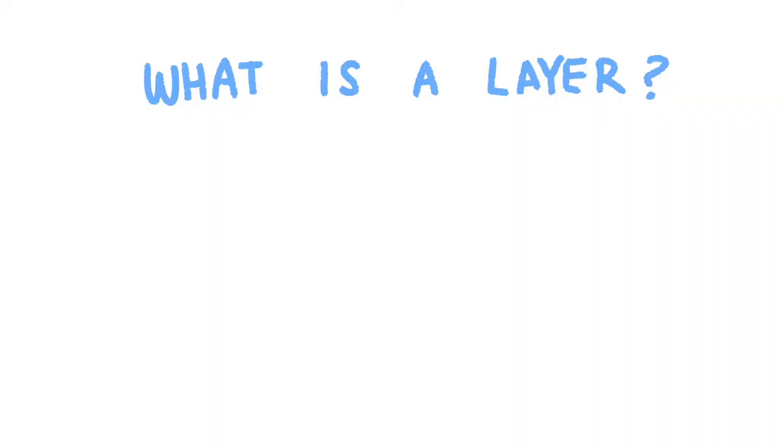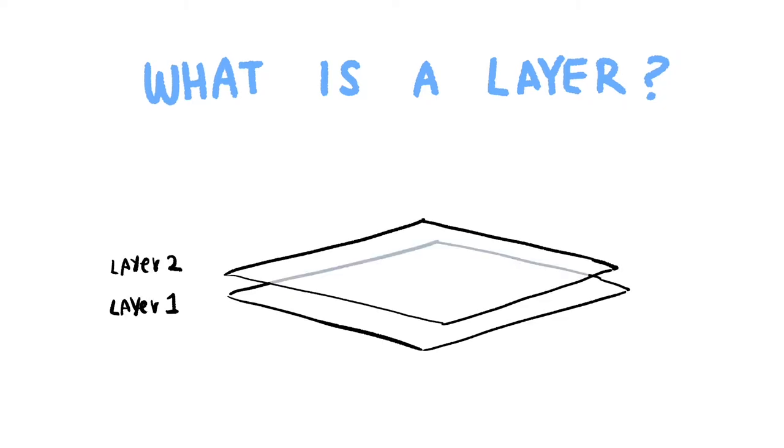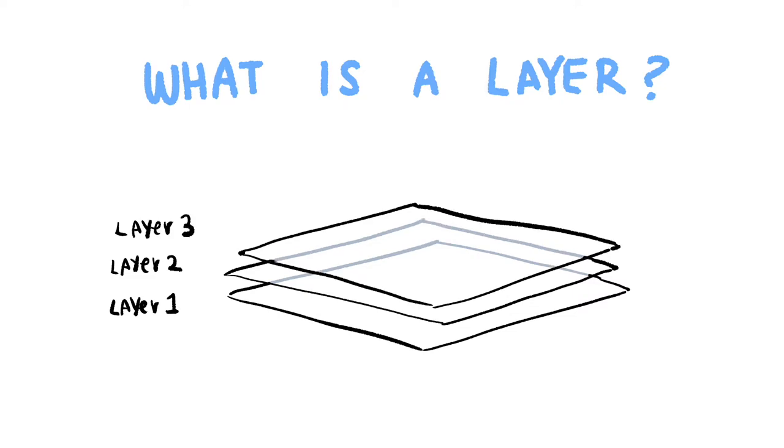Now, what's a layer? A layer in digital painting is like a transparent sheet. Different layers stacked together create one drawing. Layers can be so helpful in digital art if you're working on a complex piece or selectively editing one specific part of the drawing.